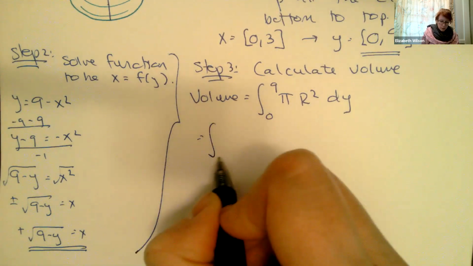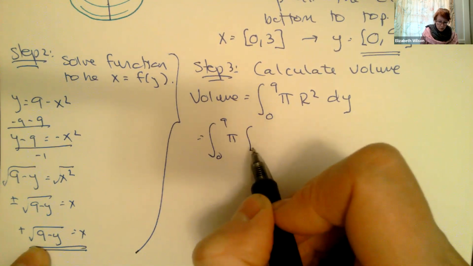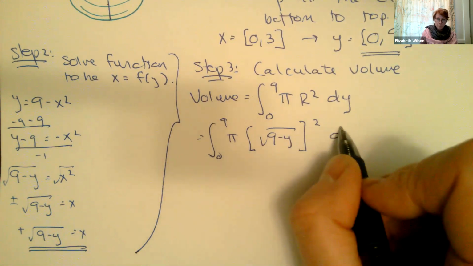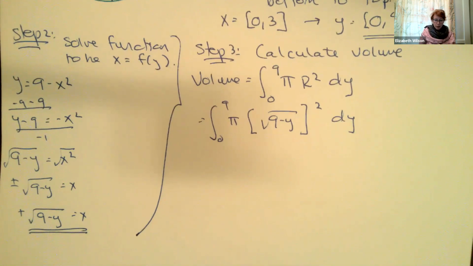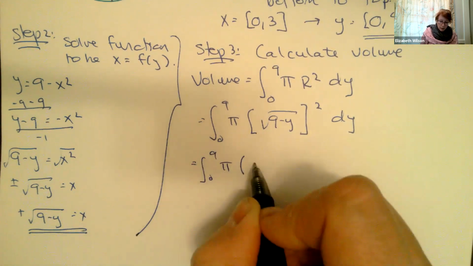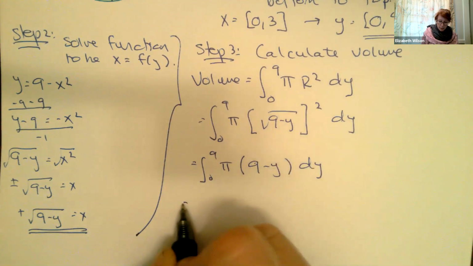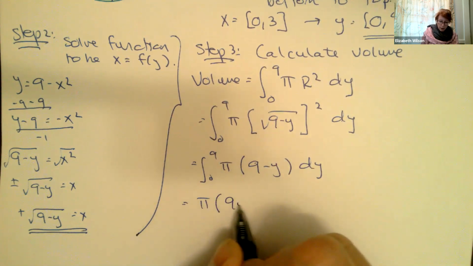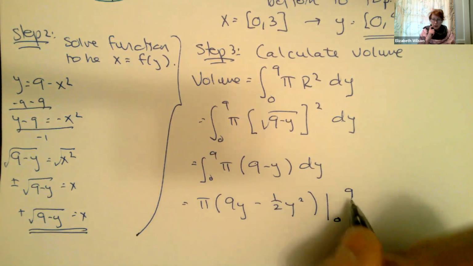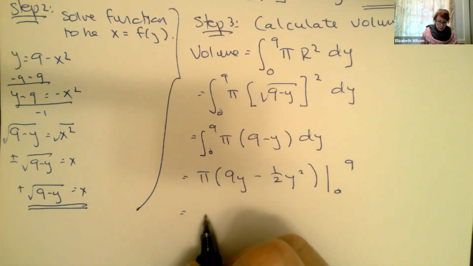So I'm going to go 0 to 9 of pi, my r, the radical of 9 minus y, squared, dy, pi r squared. It's a radical and I'm squaring it, which means I can go pi times 9 minus y dy, and it's just the power rule. So I'm going to get pi times 9y minus 1/2 y squared, and I'm going to evaluate from 0 to 9. So we plug this in, and we're going to get a fraction.